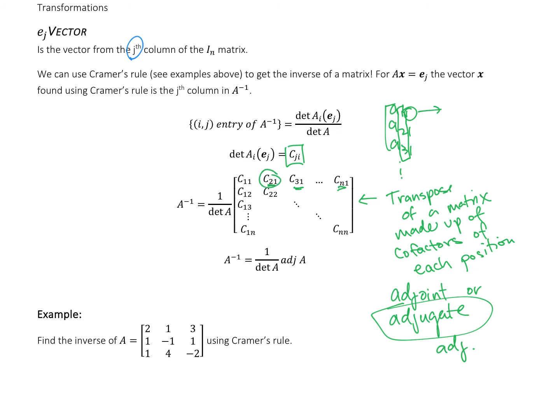So this is the A12 position, but I want the cofactor of the 2,1 position. Hopefully that makes sense. So here's what that looks like, and it boiled down to a really tiny little formula. So let's try this out.